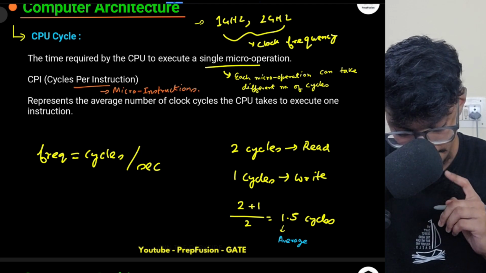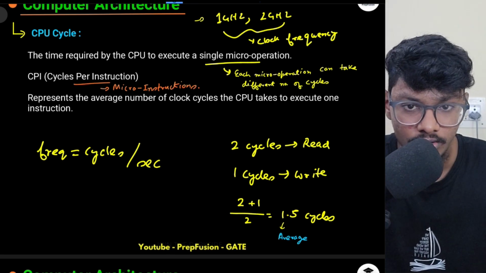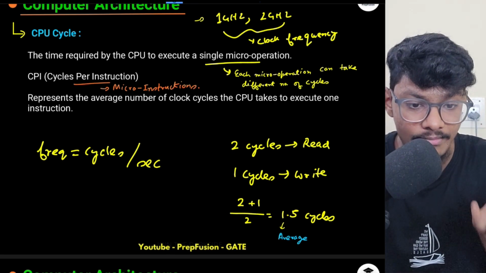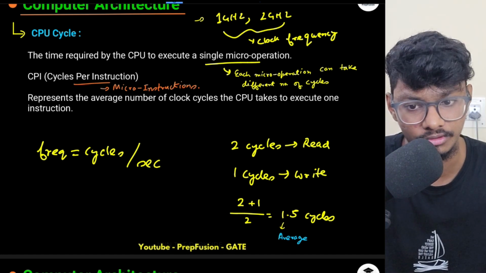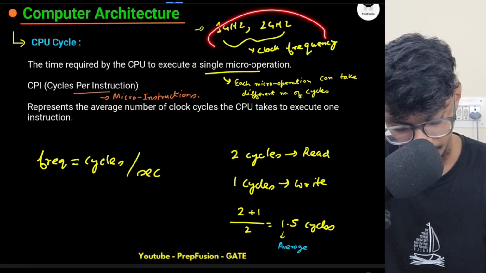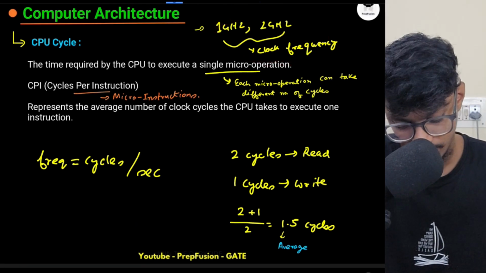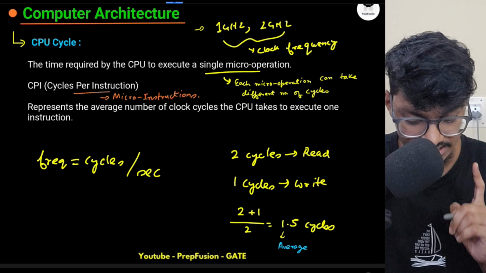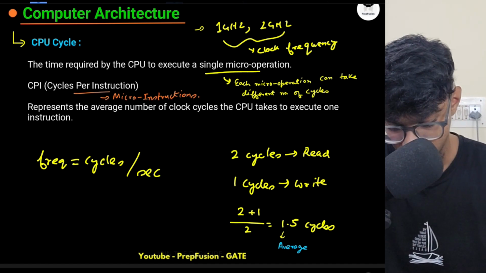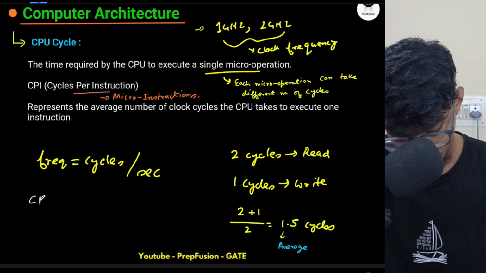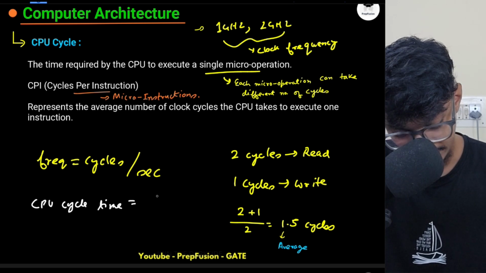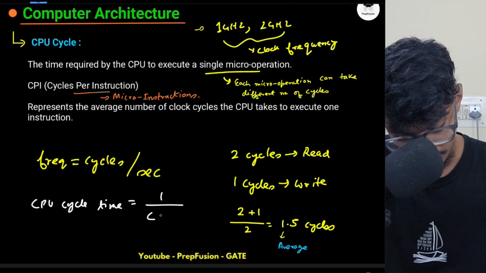Now if I want to compute the time taken by the CPU to perform n of these micro instructions, how will I compute that? I know the clock frequency. So can I compute how much time each cycle takes? The CPU cycle time, the time taken by each cycle, is basically 1 by clock frequency, 1 by clock rate.